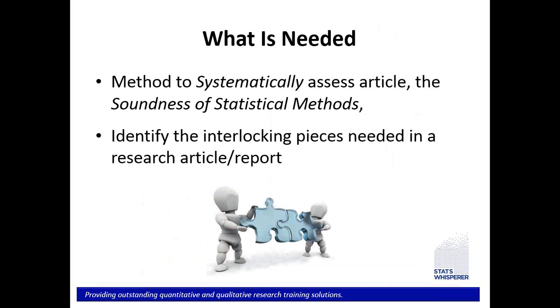So what we need is a method to systematically assess the article, especially to assess the soundness of the statistical methods. We need to identify the interlocking pieces needed in a research article or report. What should come first? What should come second? What should come third?